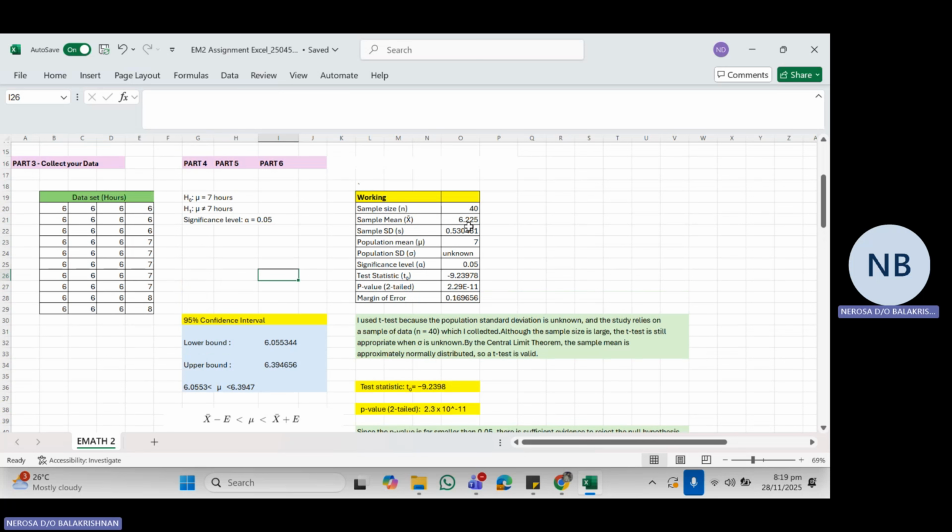Moving on, after entering my data into Excel, these are the values I have obtained, and the population standard deviation is of course unknown, and the rest follow here.